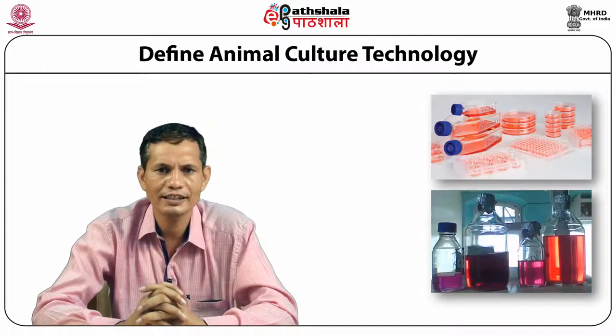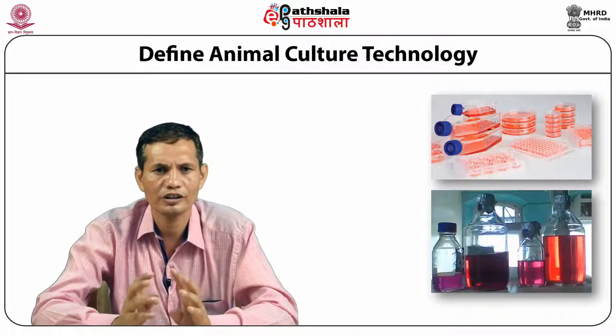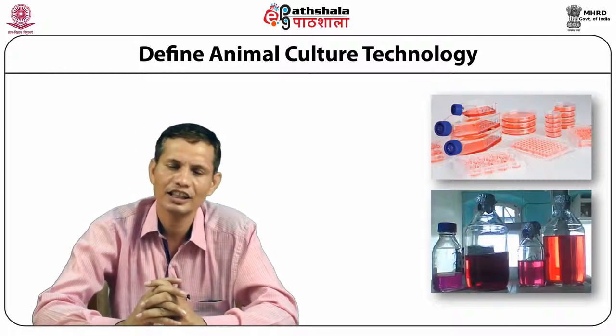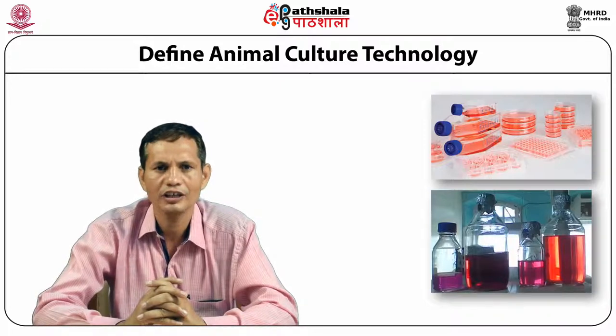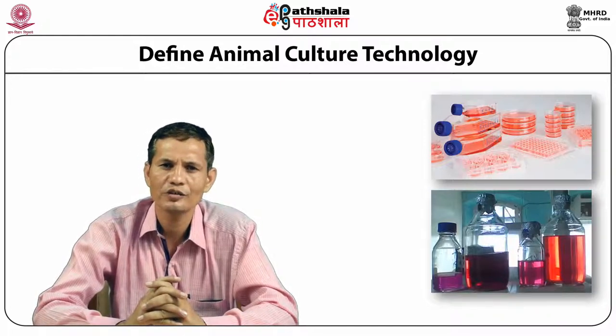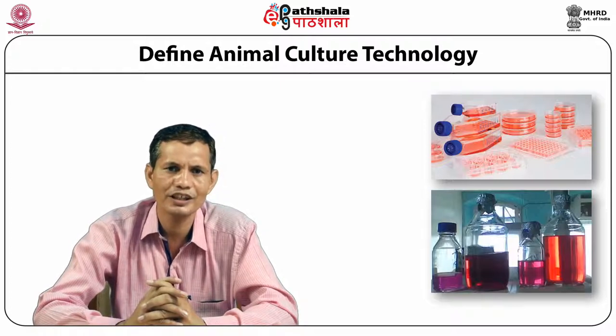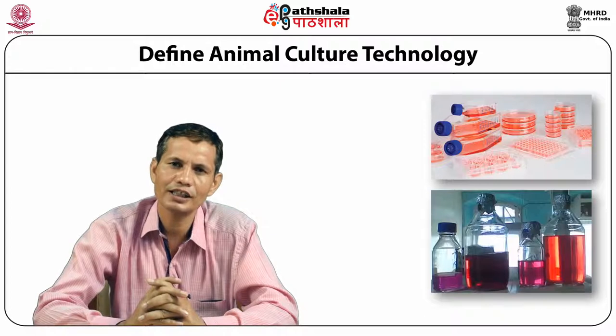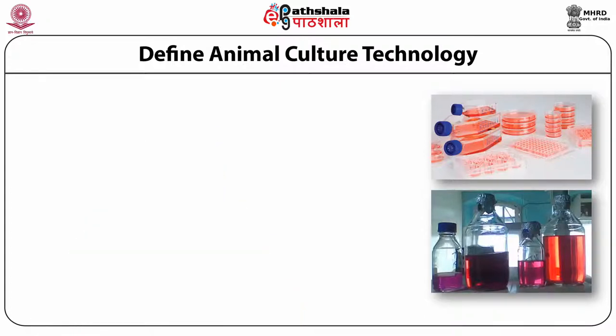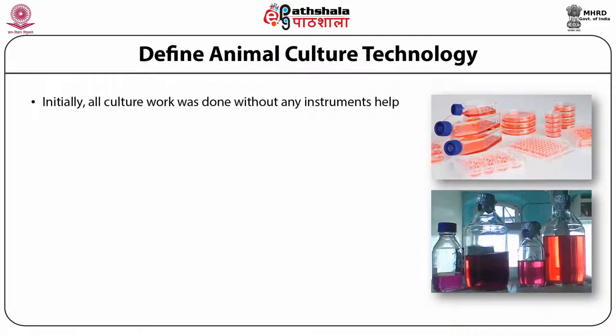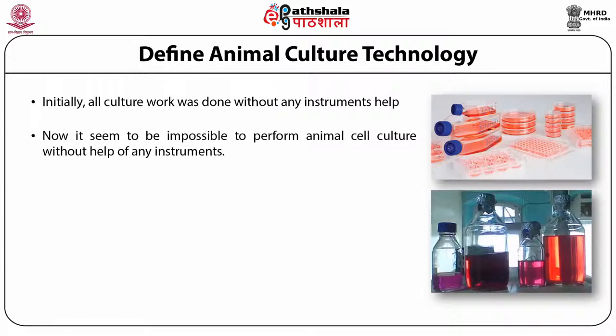Historically, Dr. Harrison was the first person responsible for maintaining animal cell culture in 1907, while Rose was another scientist who was able to maintain embryonic chick cells in 1885. As we discuss animal cell culture and its history, it is also noted that initially all the culture work was done without any instrument help. But now it seems impossible to perform animal cell culture without these instruments.